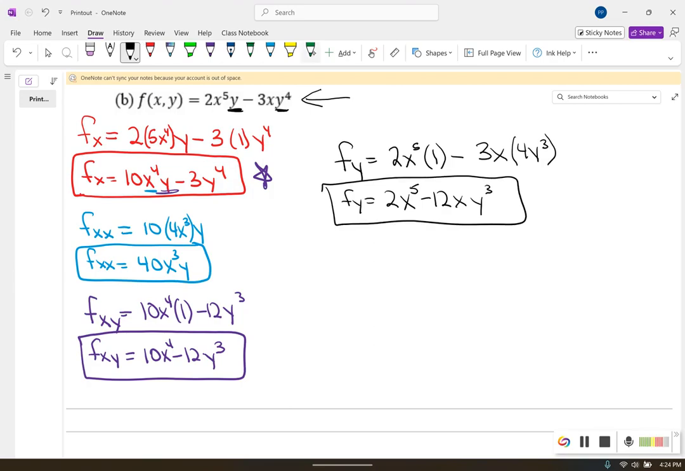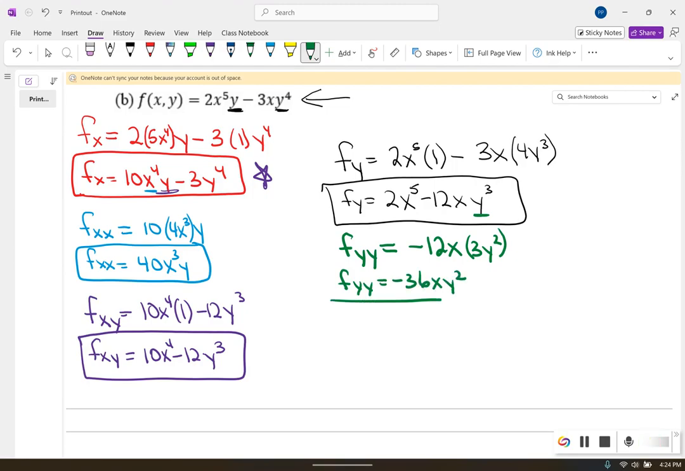So then, if I wanted to take the partial derivative with respect to y, then with respect to y again, this first term here, derivative of 2x to the fifth with respect to y, that's all just a big constant, so that would be 0. This next part, with respect to y, I'll just write down that part, and then the derivative of y cubed would be 3y squared. And so I get negative 36xy squared.